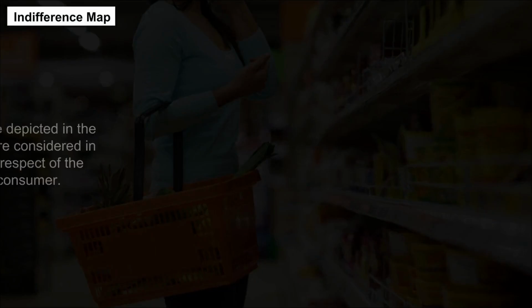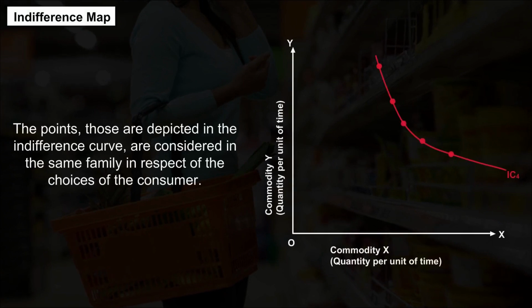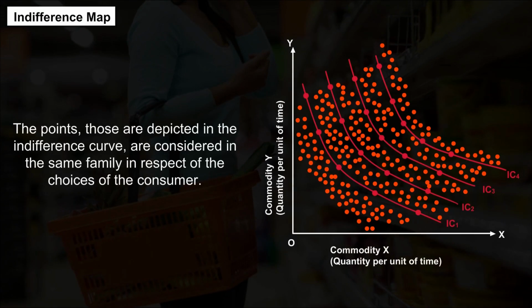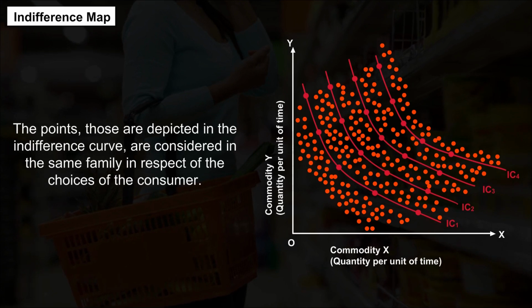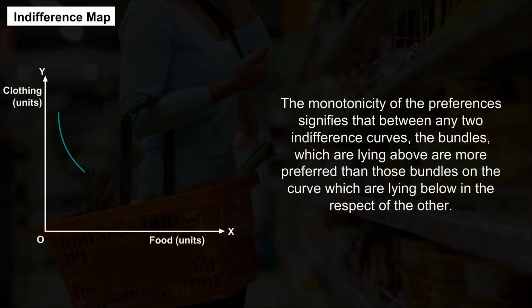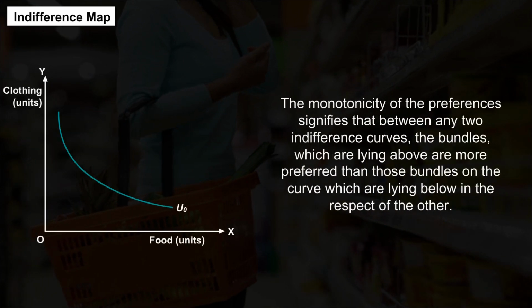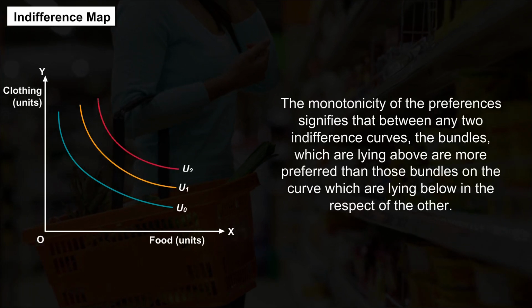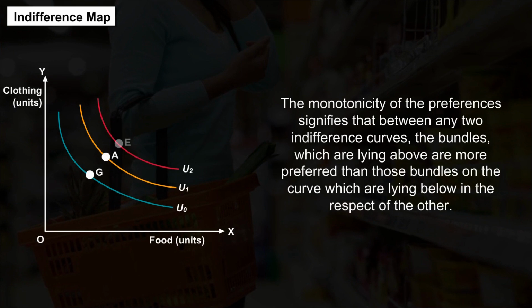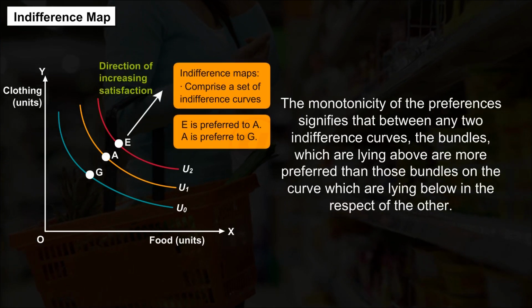Indifference map. The points depicted on the indifference curve are considered to be in the same family with respect to the choices of the consumer. The monotonicity of the preferences signifies that between any two indifference curves, the bundles lying above are more preferred than those bundles lying on the curve below.